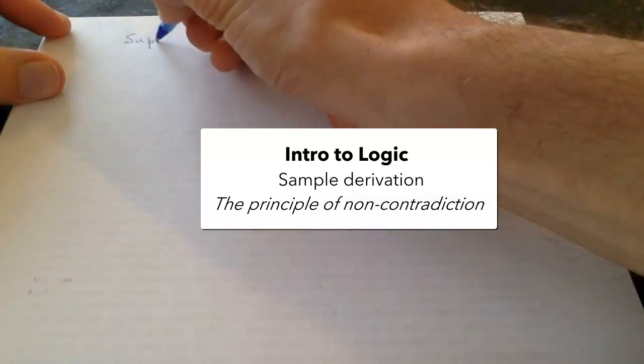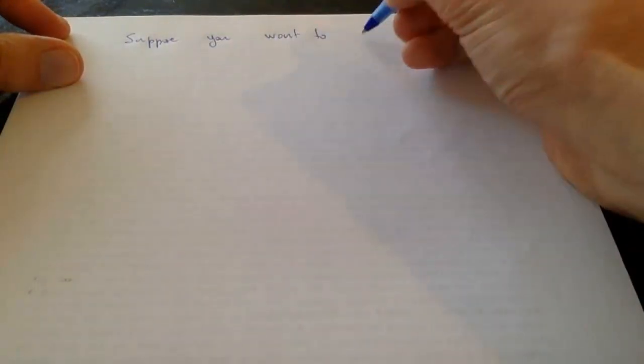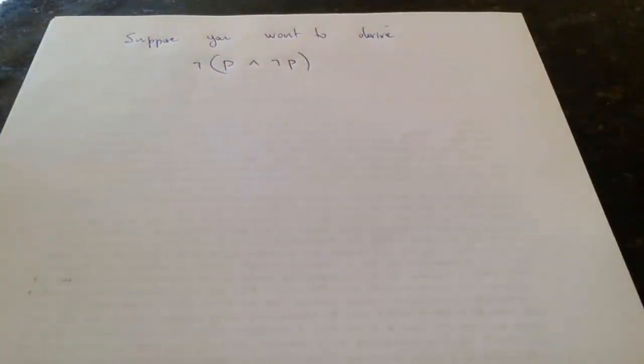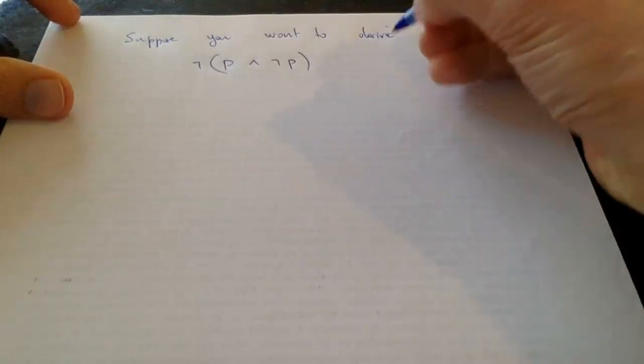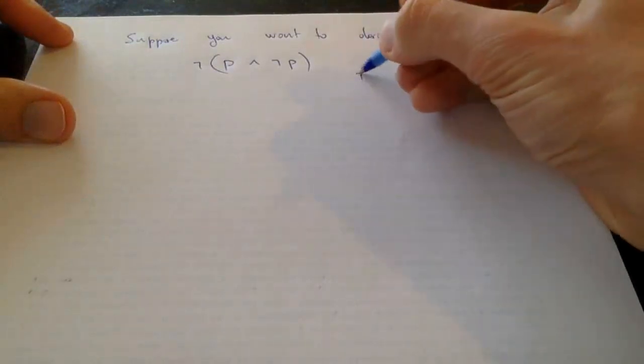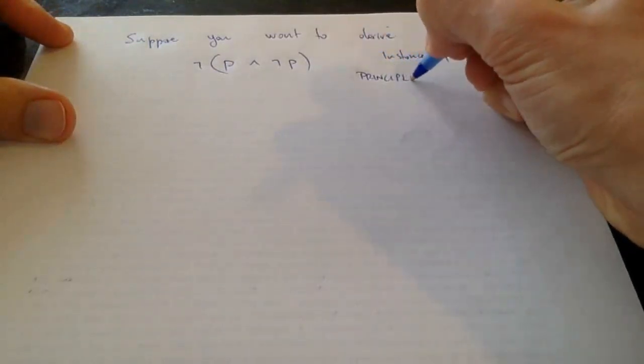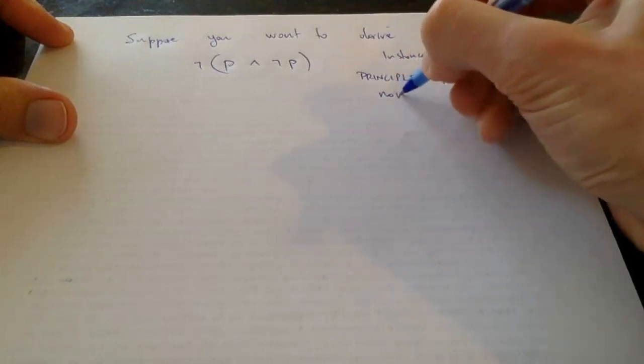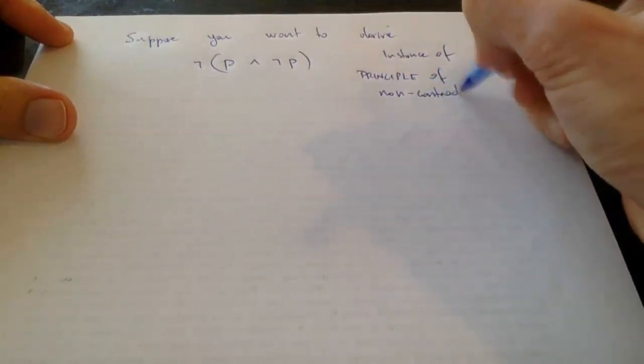Suppose you want to derive the following formula: P and not P, and the whole thing negated. So this is an instance of the so-called principle of non-contradiction.